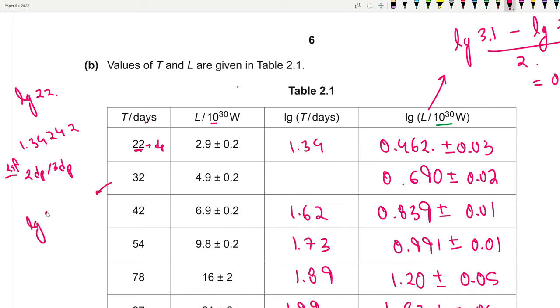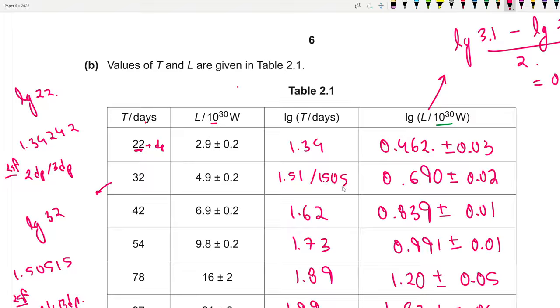So that's log 32. Same rule applies. So that's 1.50515. So if you have 2SF data, you can go for 2 decimal place or 3 decimal place. So that's basically 1.51 or 1.505.